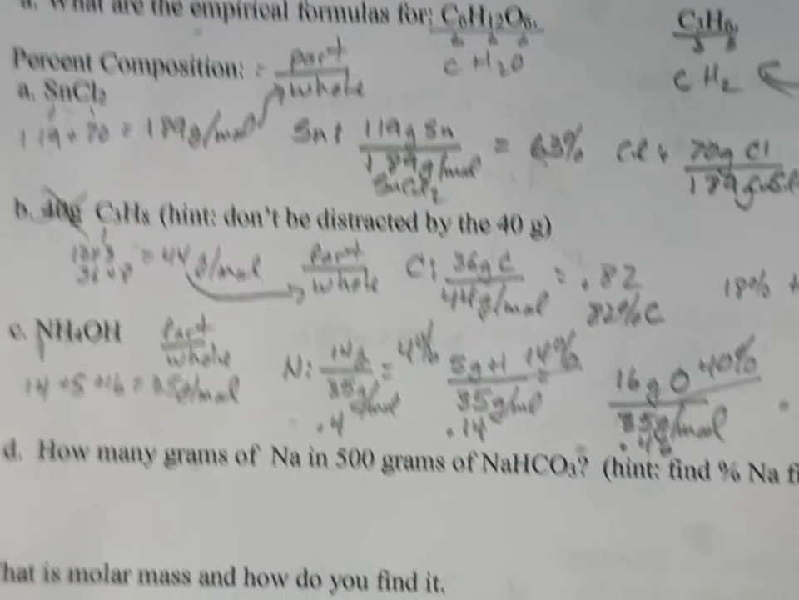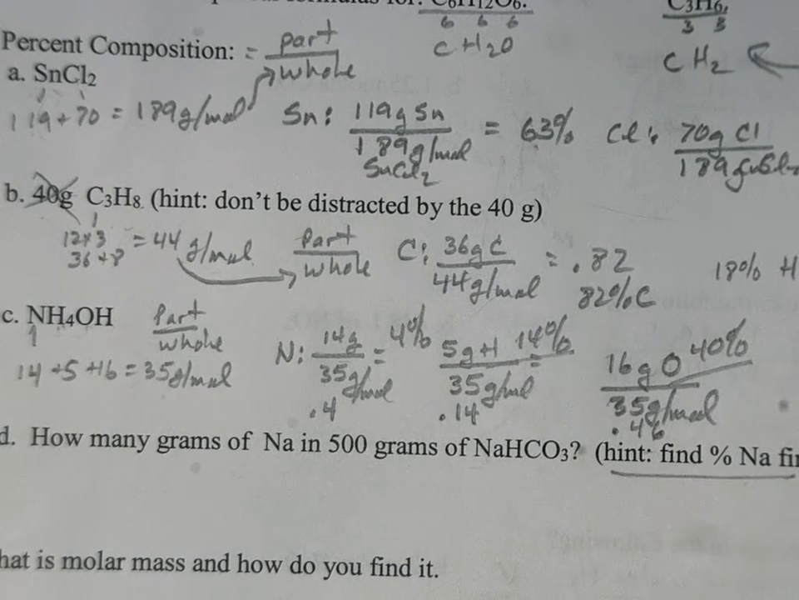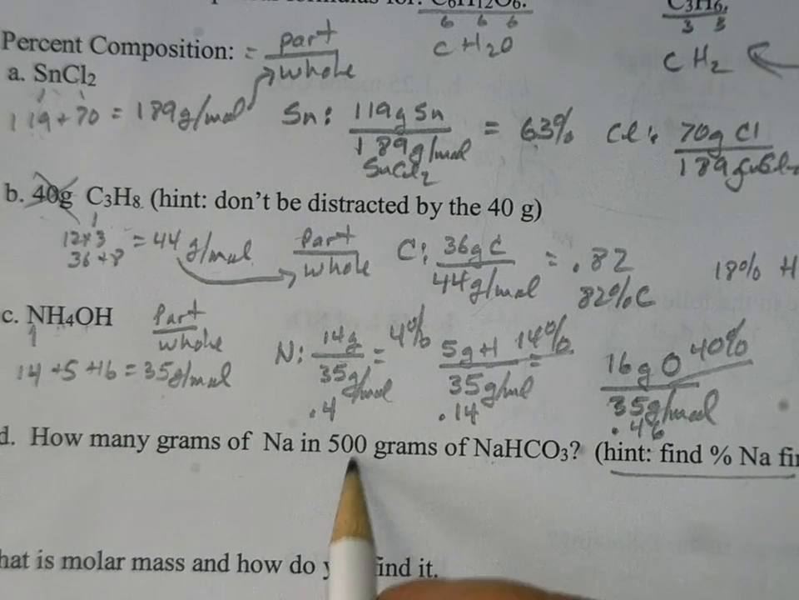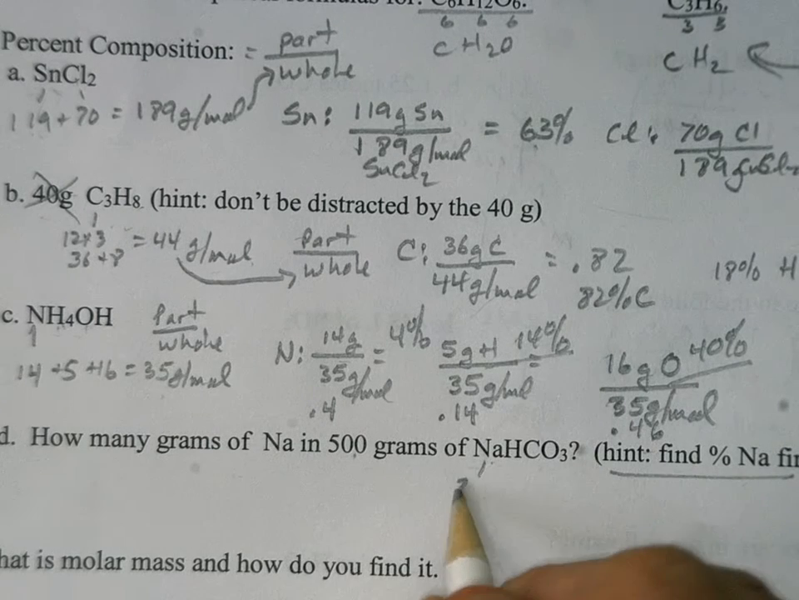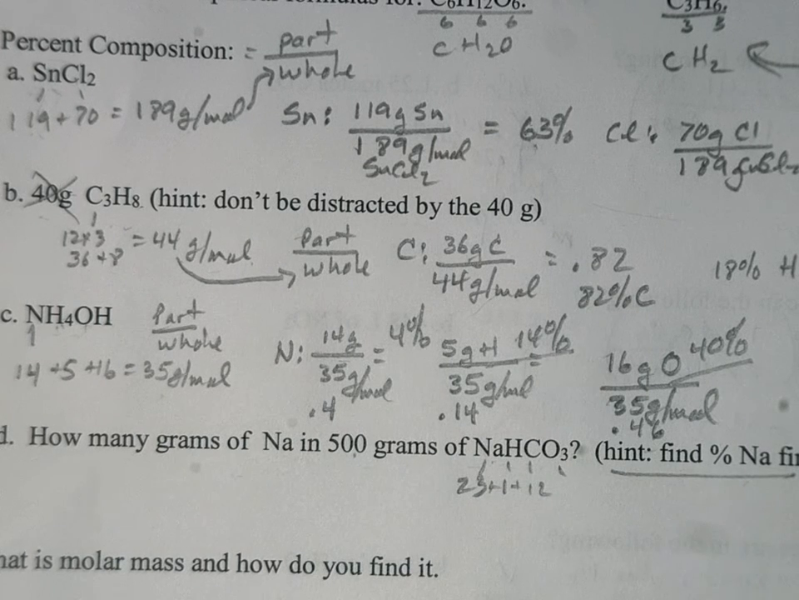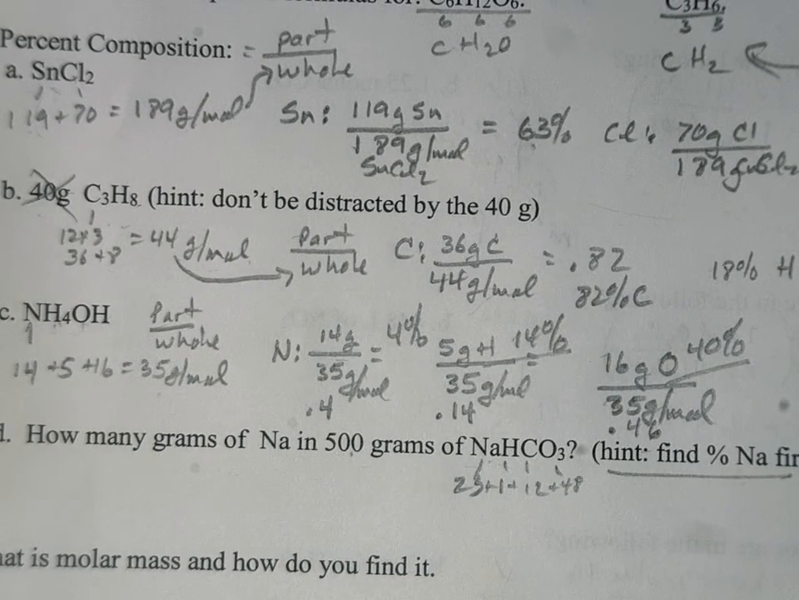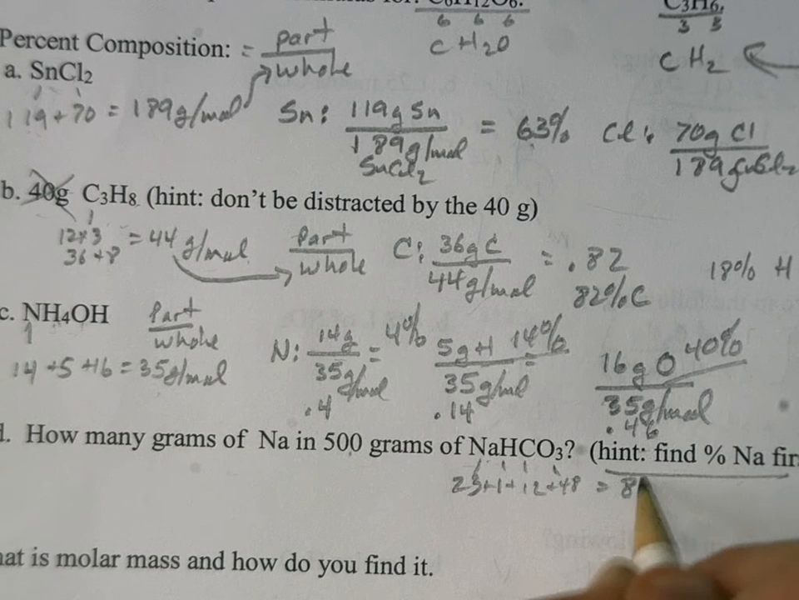Now in this compound, we're going to D. How many grams of sodium are in 500 grams of this compound? The first thing is we need to find the percentage sodium in this compound. Then we're going to multiply it by 500 grams. So we've got 23 for sodium, 1 for hydrogen, 12 for carbon, and 16 for oxygen. 16 times 3 is 48. So we got 48 plus 12 plus 1 plus 23. The molar mass is 84 grams per mole.